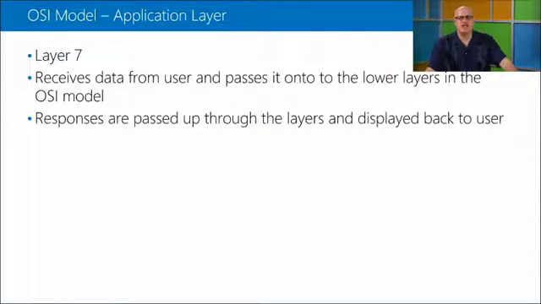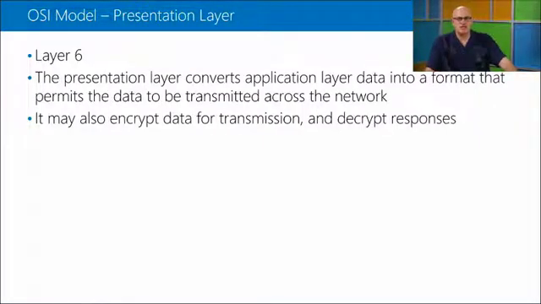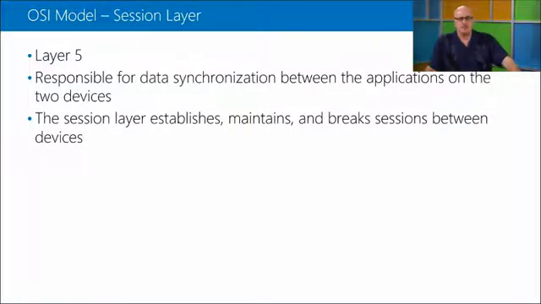It receives data from the user and passes it to lower layers in the OSI model. As responses come back up, it presents that information to the user. The presentation layer, layer 6, converts application layer data into a format that permits the data to be transmitted across the network. At this level, there may be a bit of encryption of the data for transmission and decryption of responses. Again, if you want to know more information about the OSI model, please look up the OSI model in the Networking Fundamentals course.